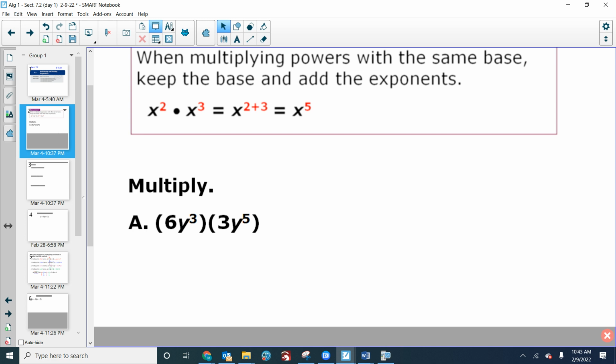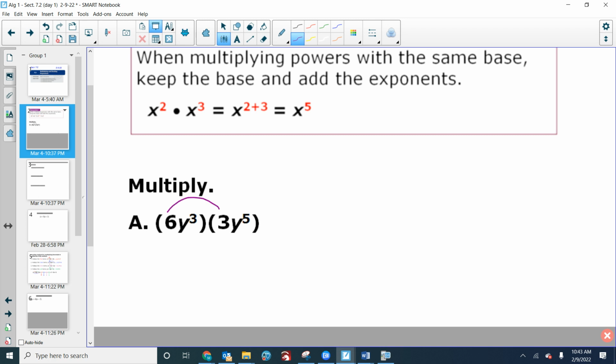Oh, and by the way, how do I know I'm multiplying 6y to the third times 3y to the fifth? How do you know it's multiplication, Bailey? Yes, and what else? I agree with you 100%. Why? There's no what between them. There's no plus or minus sign. That may seem kind of basic, but because yesterday we were adding and subtracting, there's no plus or minus sign. Okay, so we're multiplying.